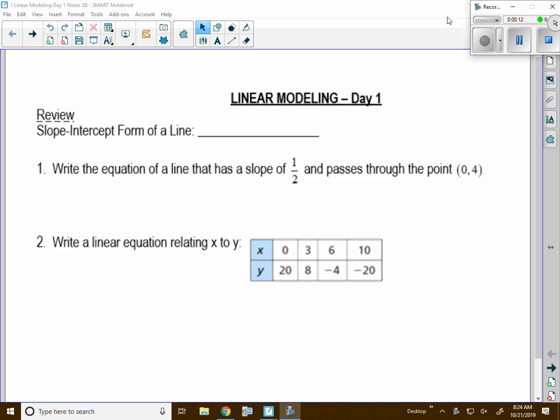Okay, our unit 5 is called linear modeling. So basically what it is, it's using those straight lines, like if you think about a graph, a linear function, to model real life situations. So we're going to be taking real life stuff, writing equations from it, and using it to answer some questions. The first thing we have to figure out is what is the slope-intercept form of a line.